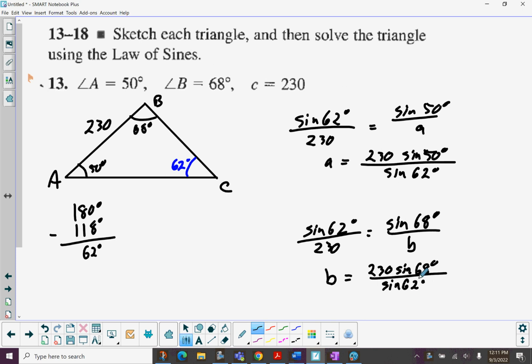Now again, just a moment's consideration here, what those angle measures are telling us. The 230 is going to be the medium side. Side B has to be longer. It's opposite a larger angle. Side A has to be shorter. It's opposite a smaller angle.